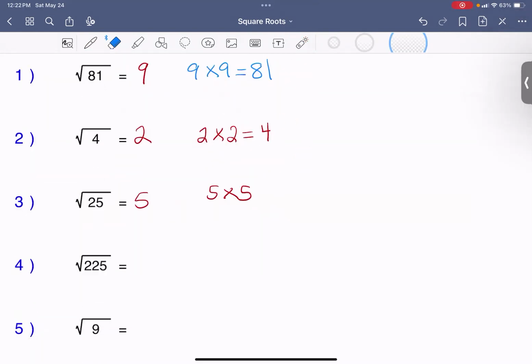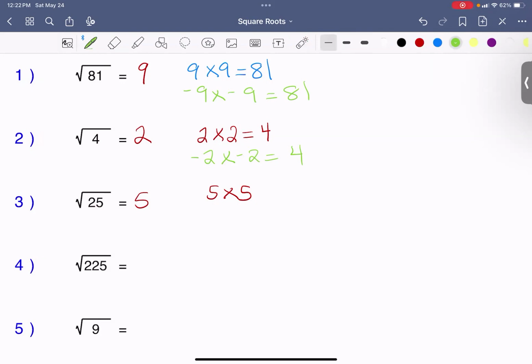The square root of a number can also be negative because negative 9 times negative 9 is equal to positive 81. The square root of positive 4 can also be negative. Negative 2 times negative 2 equals positive 4.